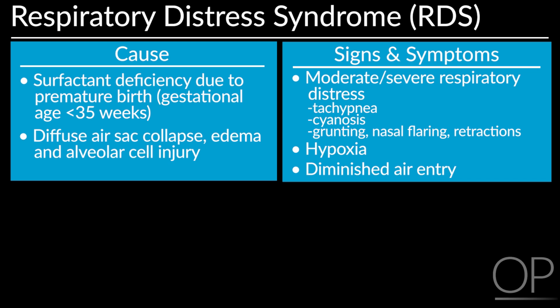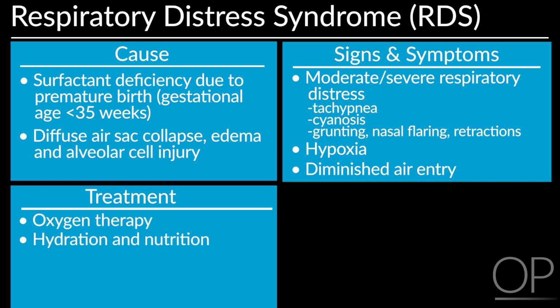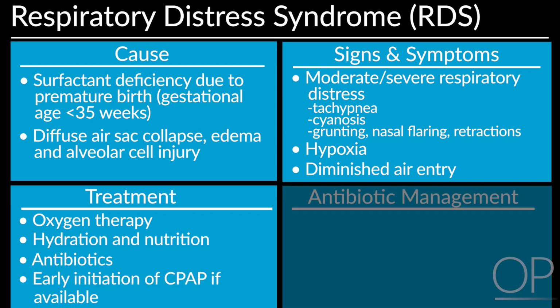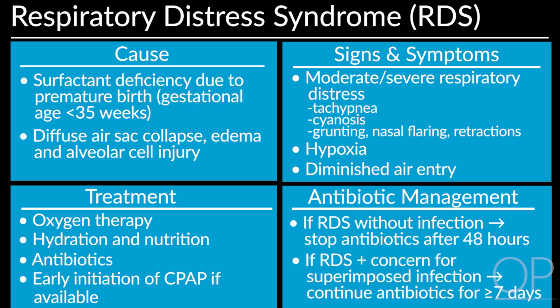To treat RDS, follow the general management plan for respiratory distress. Provide oxygen therapy, hydration, nutrition, and antibiotics. Initiate CPAP if this is available. If the newborn has RDS but no infection, antibiotics should be stopped at 48 hours. If there is concern for a superimposed infection like pneumonia or sepsis, though, continue antibiotics for at least 7 days.